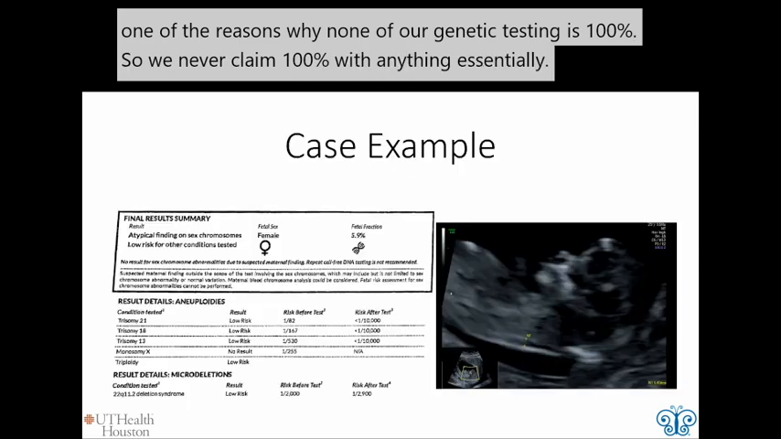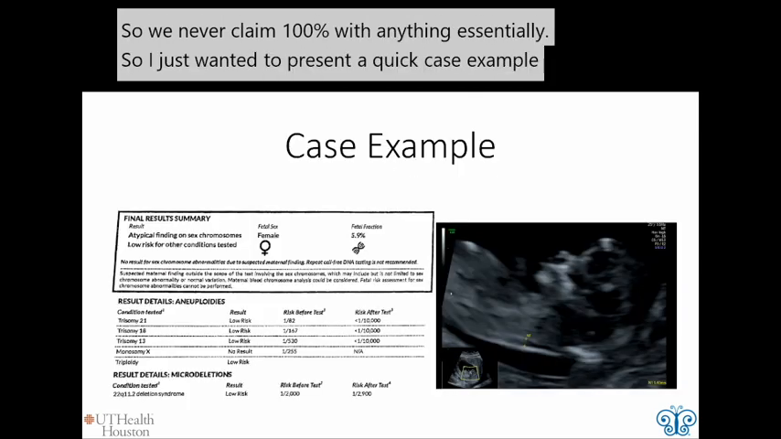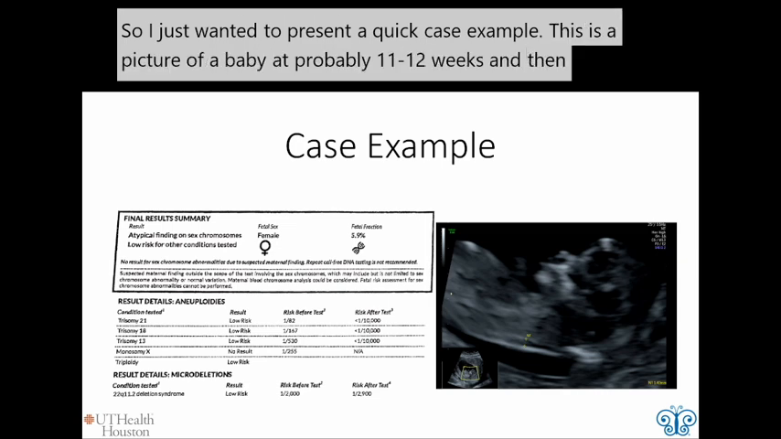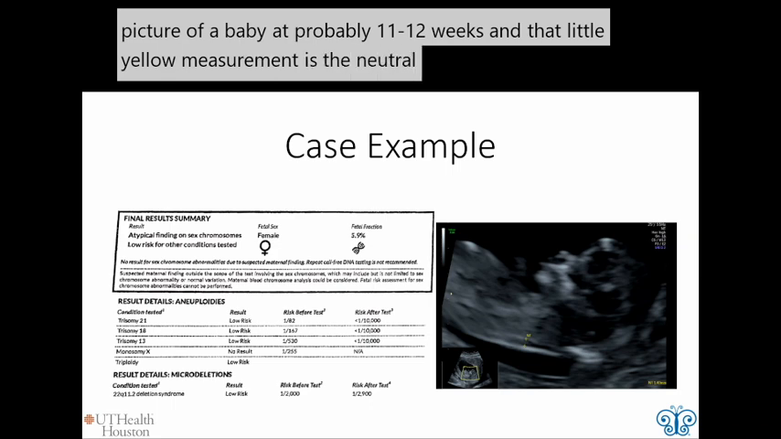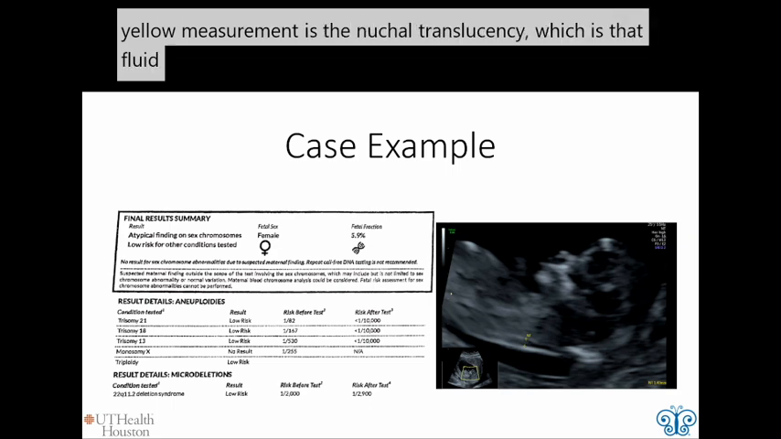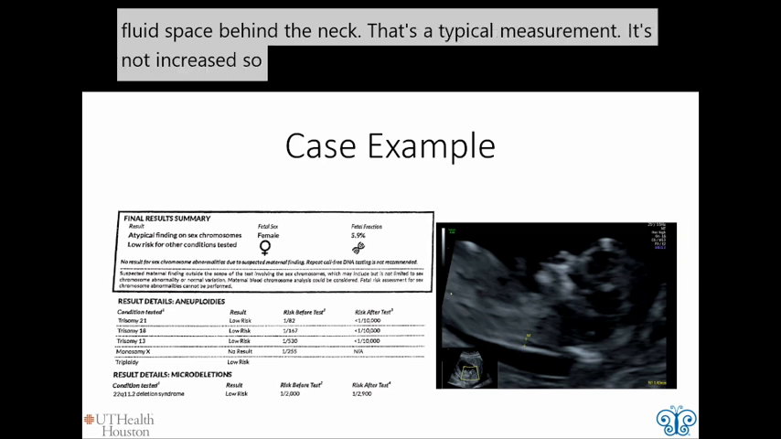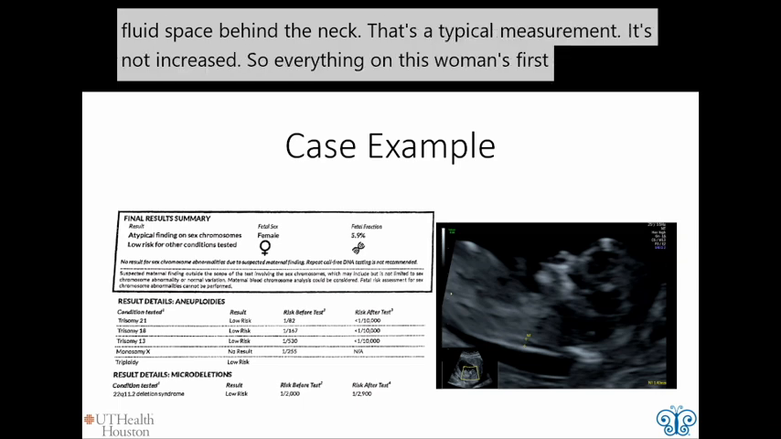So I just wanted to present a quick case example. This is a picture of a baby at probably 11, 12 weeks, and that little yellow measurement is the nuchal translucency, which is that fluid space behind the neck. That's a typical measurement. It's not increased, so everything on this woman's first trimester ultrasound looked very reassuring.